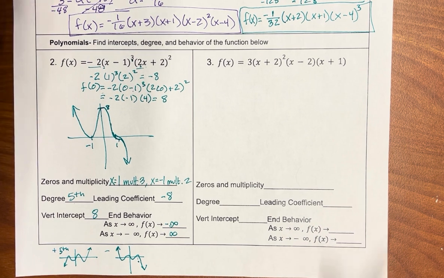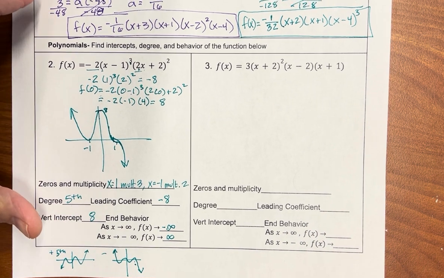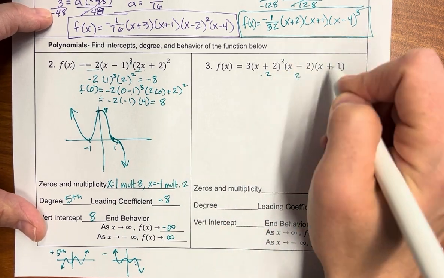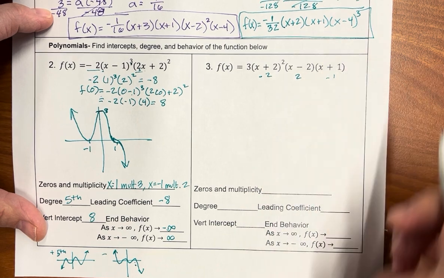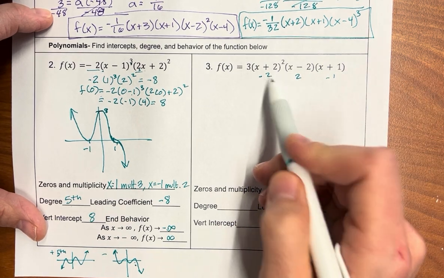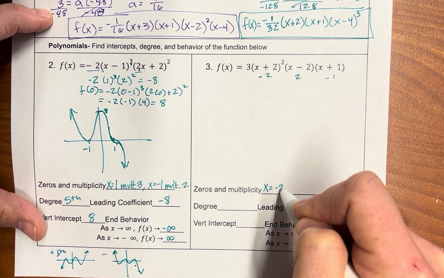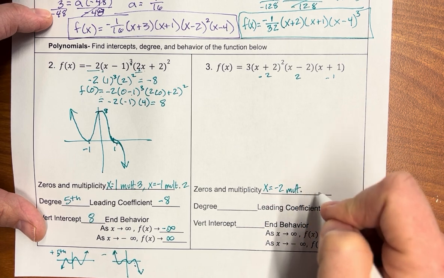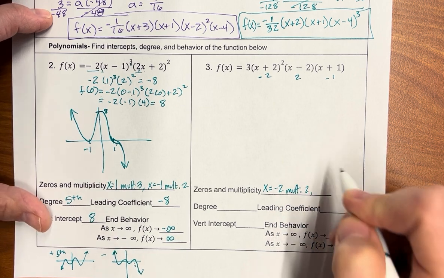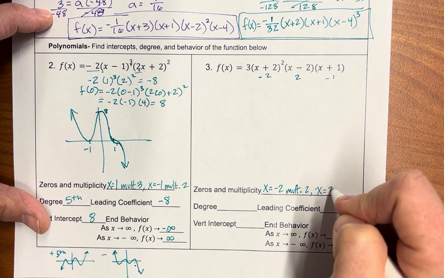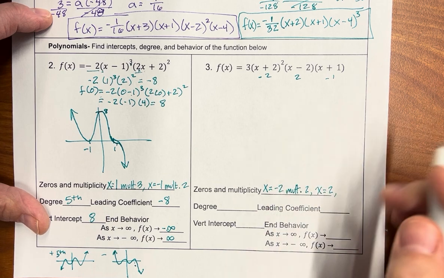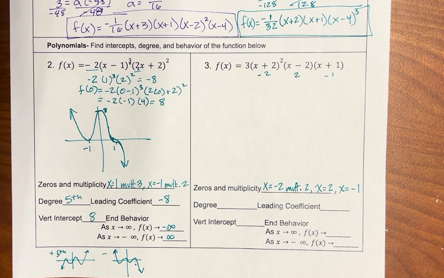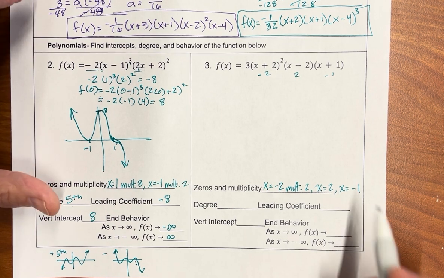All right, so for number 3, we're going to go through a similar process here. My zeros are at -2, 2, and -1, because that would make these factors 0. At x equals -2, it has a multiplicity of 2. At x equals 2, it's just a multiplicity of 1, so I don't have to write that. And x equals -1 also has a multiplicity of 1, so I don't have to write that either.